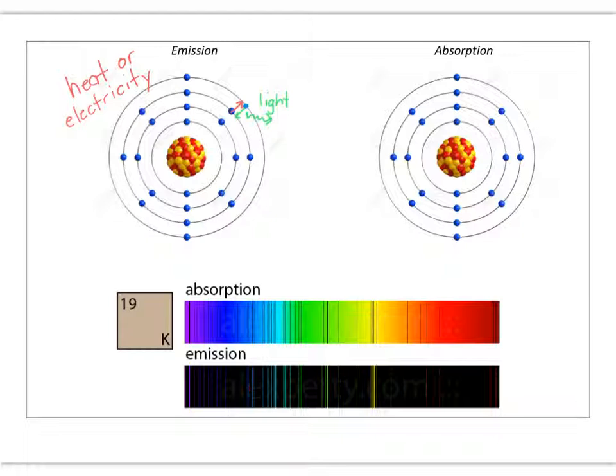Now these emission spectra are unique for every single atom. So if you had potassium or lithium or aluminium or magnesium, all of them would have different energy levels in the atom. Therefore, they would have different lines in their emission spectrum, because basically each of these lines corresponds to an energy level difference here. So that's our emission spectrum.